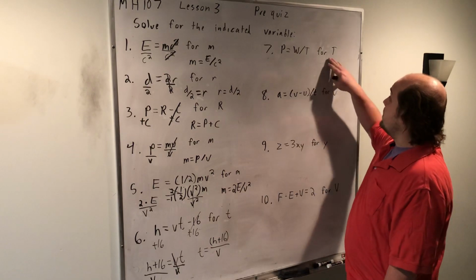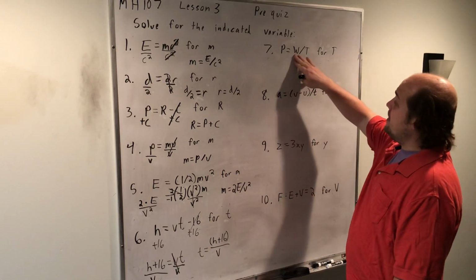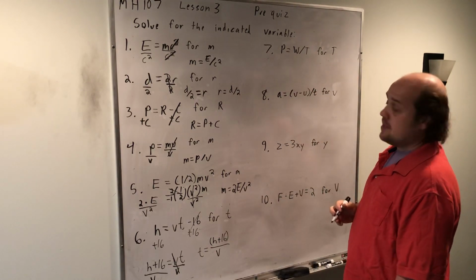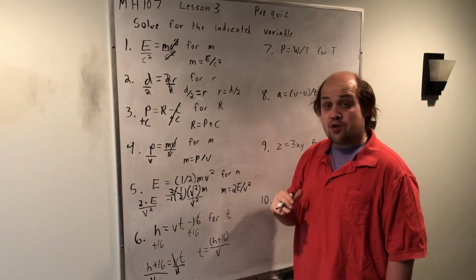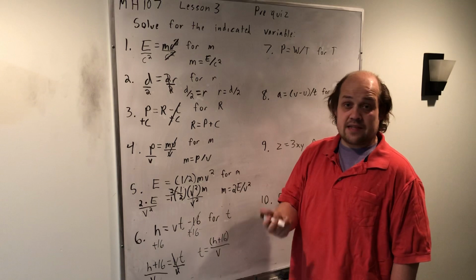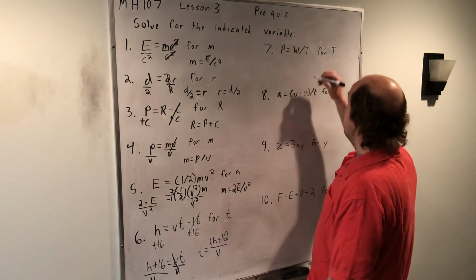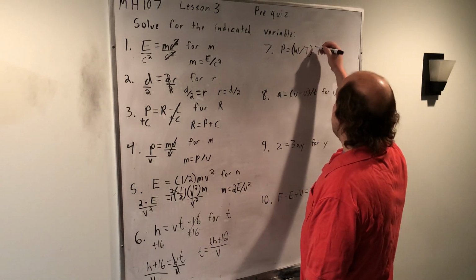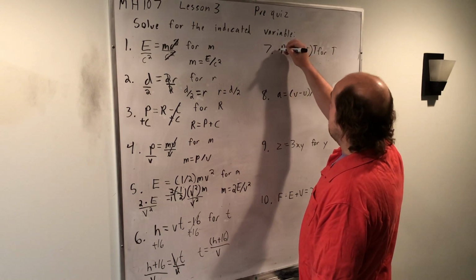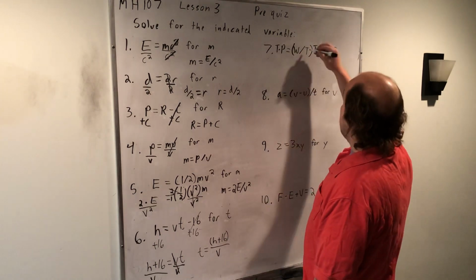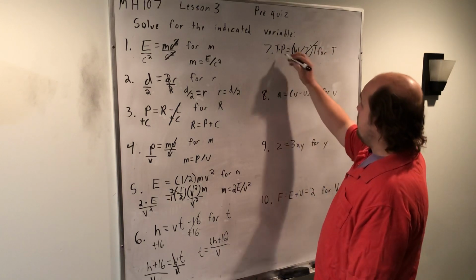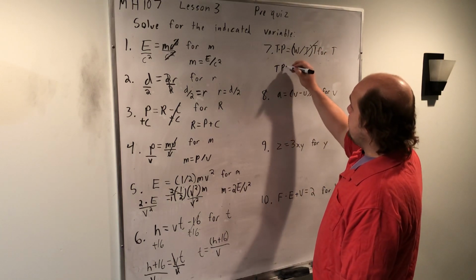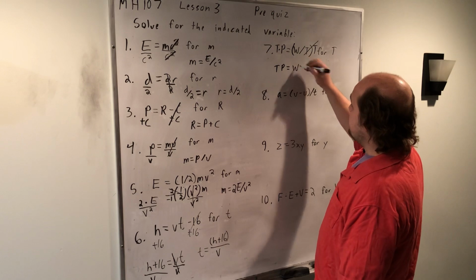Problem 7 asks me to solve for t when I have p equals w divided by t. This is a little tricky because really when something's on the bottom that I'm trying to solve for, I'd rather bring it to the top. The way that I'm going to do that is I'm going to multiply both sides by t. When I do that, this t being divided by and this t being multiplied by will go away. On the left side, I'll have tp. On the right side, I now just have w.